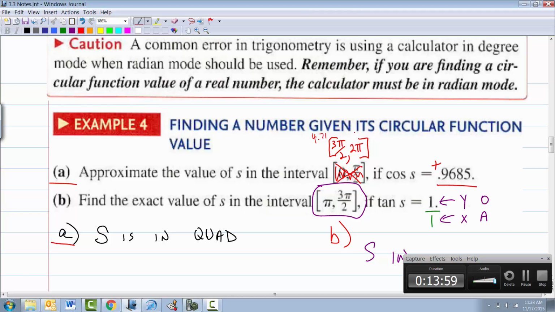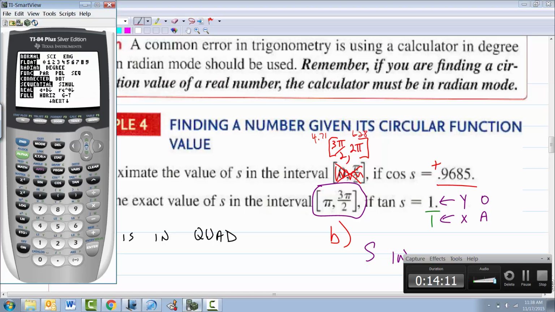4.71. And then what's 2 pi? So when you get your calculator answer, it may or may not give you that answer. You need to convert it and make sure it is in between 4.71 and 6.28. So this one I will type. It's simple. Second quit. So how do I get cosine of S? What do I do to this? I inverse cosine it, right?